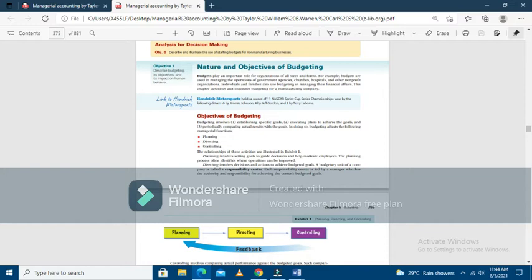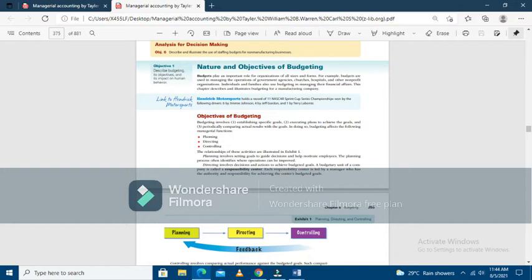Budgets play an important role for organizations of all sizes and forms. For example, budgets are used in managing the operations of government agencies, churches, hospitals, and other non-profit organizations. Individuals and families also use budgeting in managing their financial affairs. This chapter describes and illustrates budgeting for a manufacturing company.